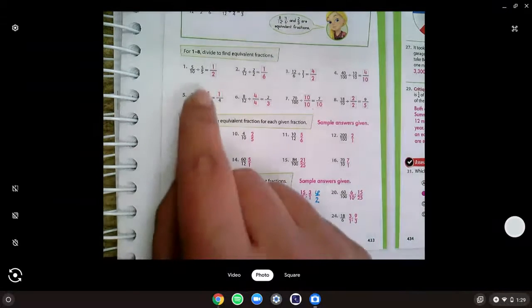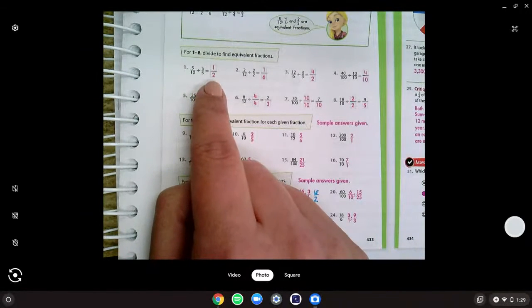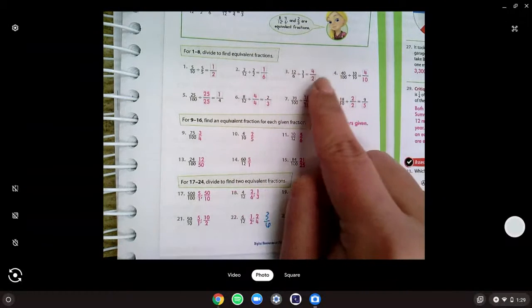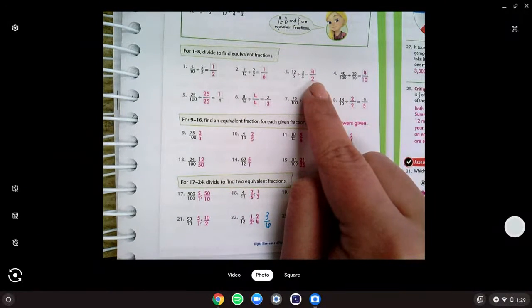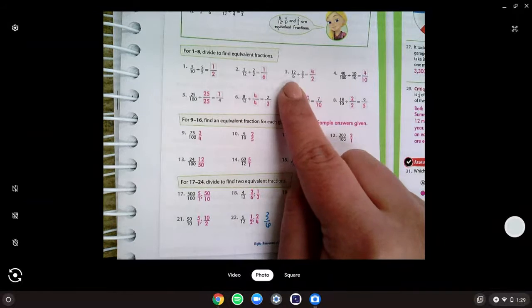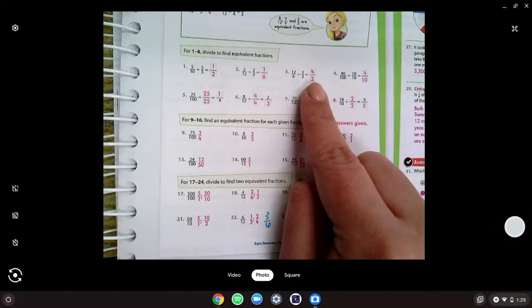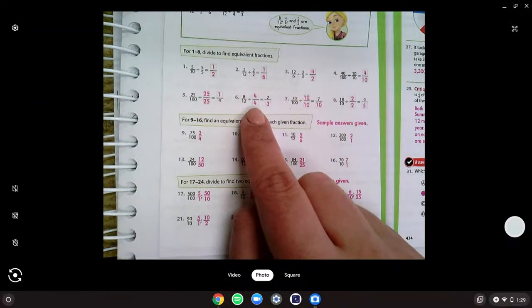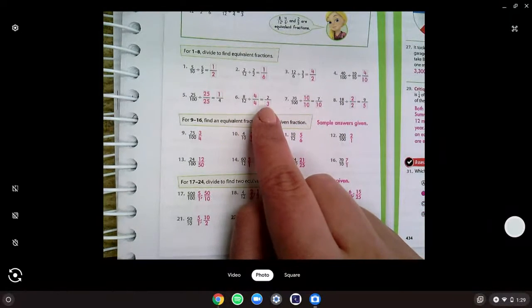All right. So we had number 1. You should have found the equivalent fraction 1/2. 2 should have been 1/6. 3 should have been 4/2 because we started with an improper fraction, so it makes sense that we still have an improper fraction. Then 6, you should have divided by 4/4 to find 2/3.